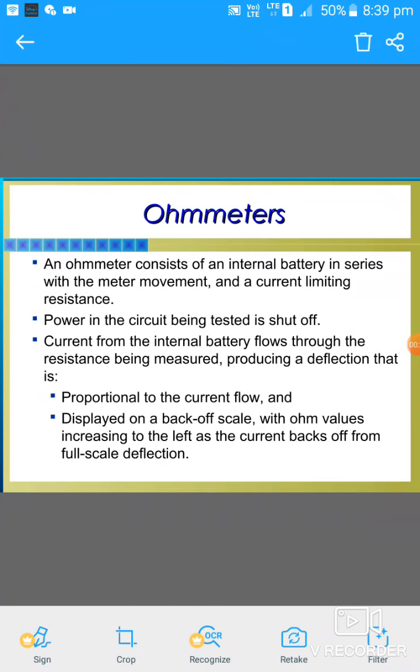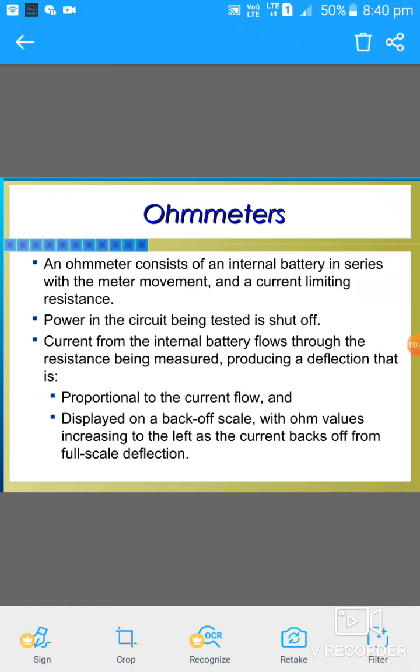In the previous class we discussed the indicating devices such as the moving coil, the oscillating moment and PMMC. Now in this class we are discussing the ohm meter.